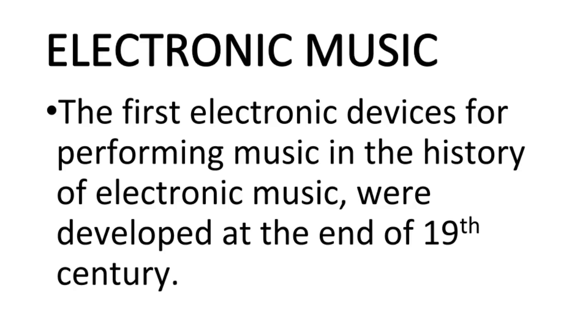Electronic music. The first electronic devices for performing music in the history of electronic music were developed at the end of the 19th century. Shortly afterward, Italian futurists explored sounds that had previously not been considered musical. During the 1920s and 1930s, electronic instruments were introduced and the first compositions for electronic instruments were composed.